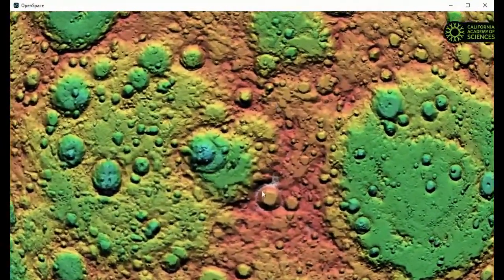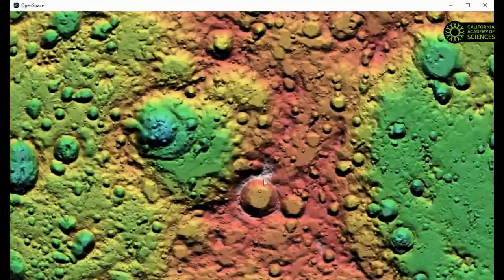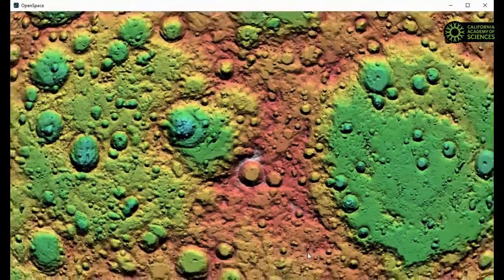Also, check out how tall this is. It actually went to white in the software. This must be one of the highest elevation parts of the moon, on this part at least.